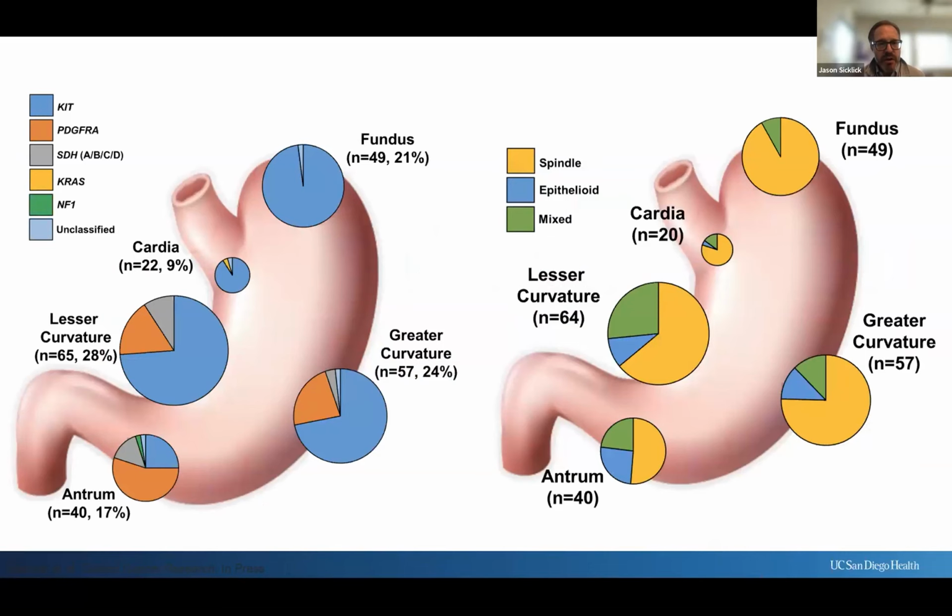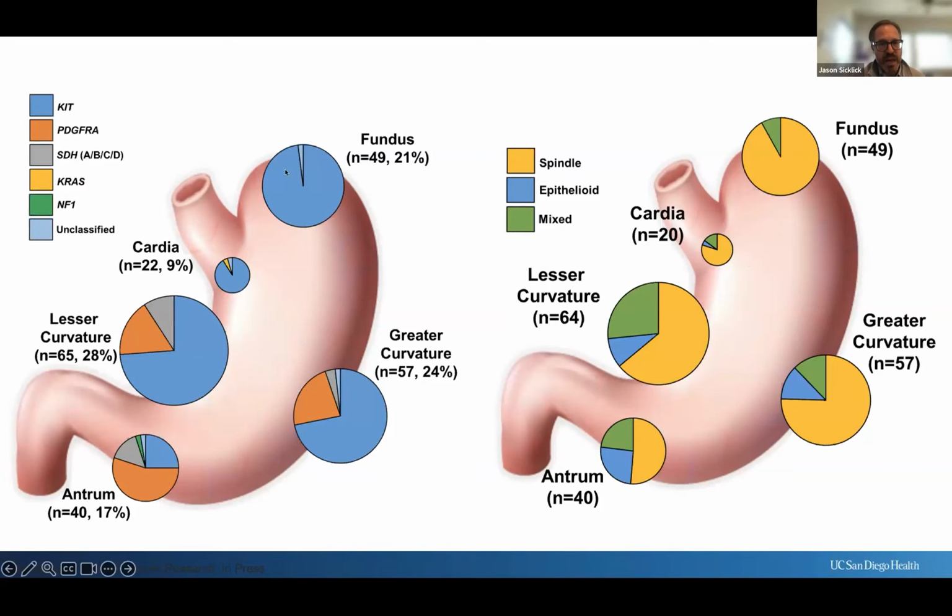And what we discovered is very similar to what I just showed you for the gastric adenocarcinoma: there are differences in the types of tumors, or the mutations in tumors, depending upon what part of the stomach. So the top part of the stomach is what we call the cardia and the fundus. The cardia is right where the esophagus comes into the stomach.